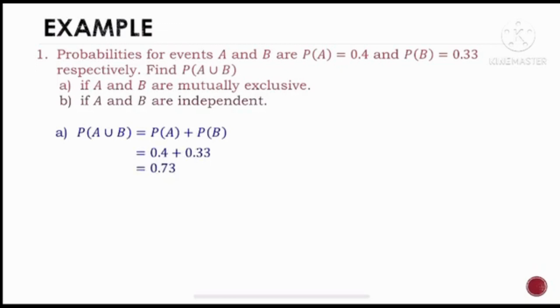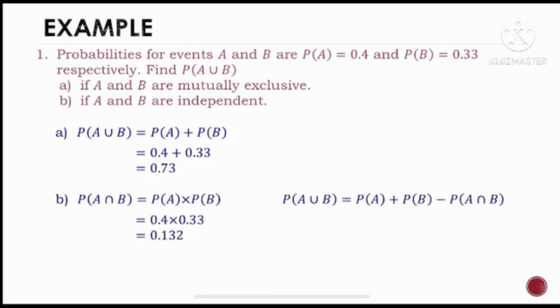If A and B are independent, then P(A ∩ B) is equal to P(A) multiplied by P(B). Calculate the answer for this one first, then find P(A ∪ B). Substitute all the values and calculate the answer.